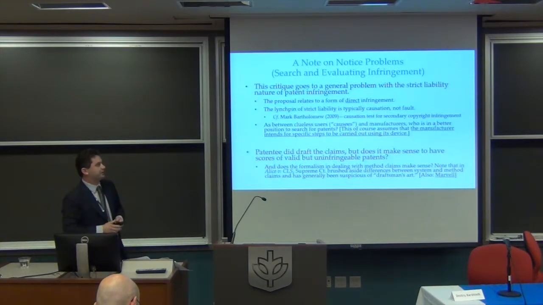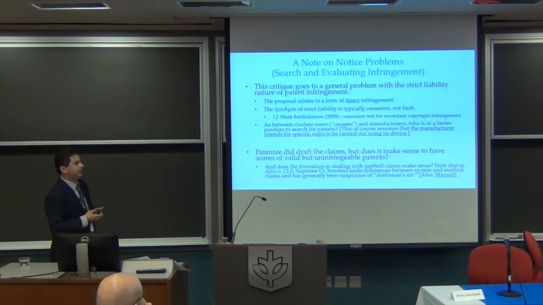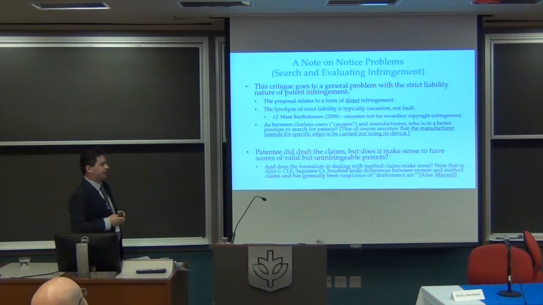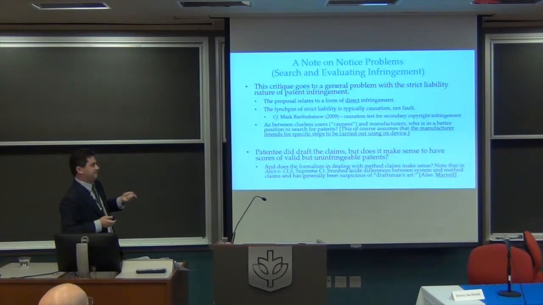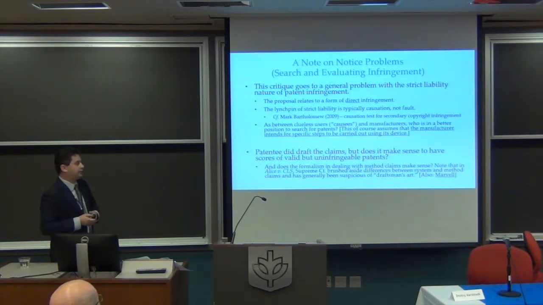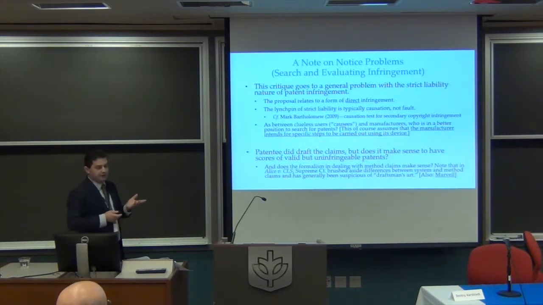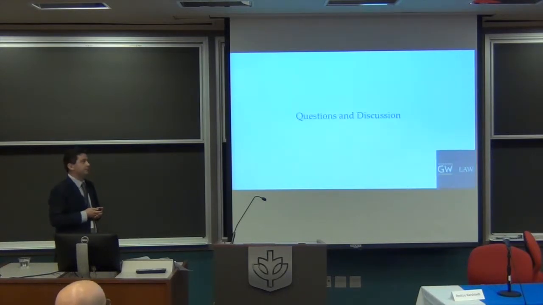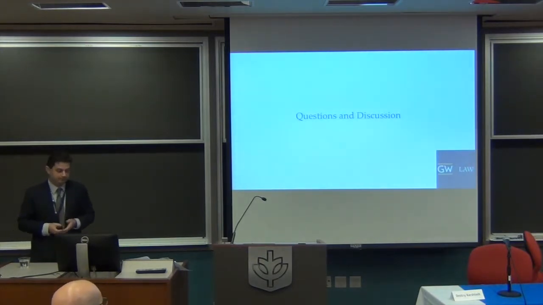And finally, policing infringement seems weird when you make a device that lacks substantial infringing use. And finally, notice problems. I talked about that with a bunch of folks, and the idea is that's a general problem with strict liability, right? This is a form of direct infringement I'm proposing. And the linchpin of strict liability is causation, not fault. So it's just about showing causation, and also there's an economic angle here. As between clueless users and manufacturers in the scenarios I've described, who is in a better position to search for patents? I think that's pretty clear. Anyway, in terms of claim drafting, that's an argument as well, whether you have a large amount of uninfringeable patents. But anyway, that's the basic paper. Sorry it took so long, and I'm looking forward to your comments.